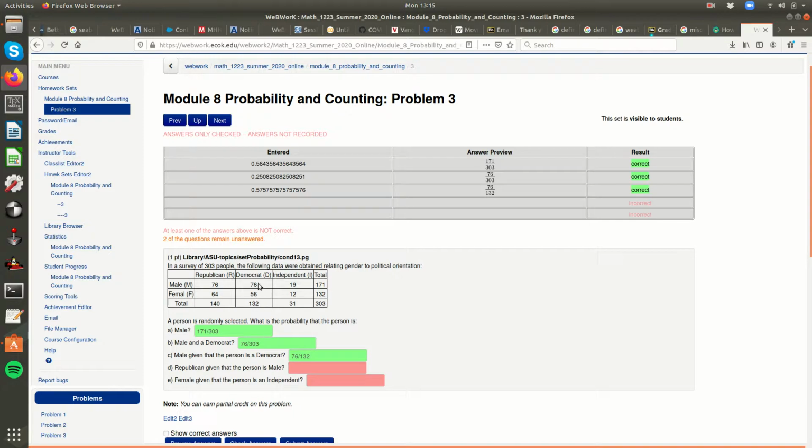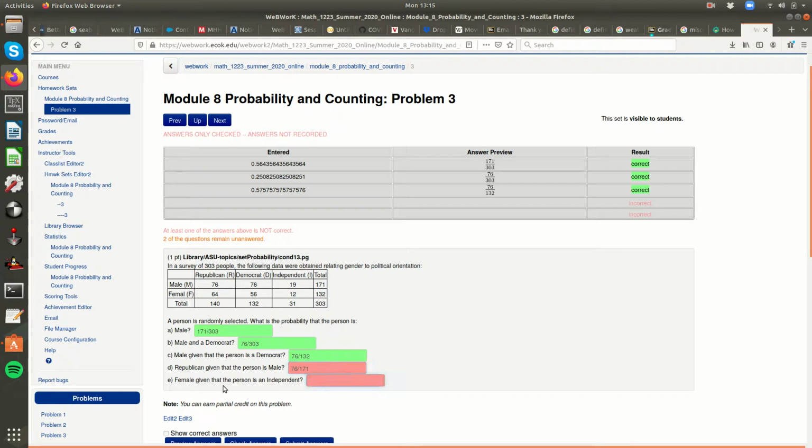I could only consider people that are in this row. I don't count the independents. I don't count the Republicans. Now this one, next one, asks a Republican given that the person is male. So in that one, I'm only going to consider the people that are male here. And I'm going to be looking for the Republicans. In that one, there happen to be 76 Republicans out of the 171 that are male.